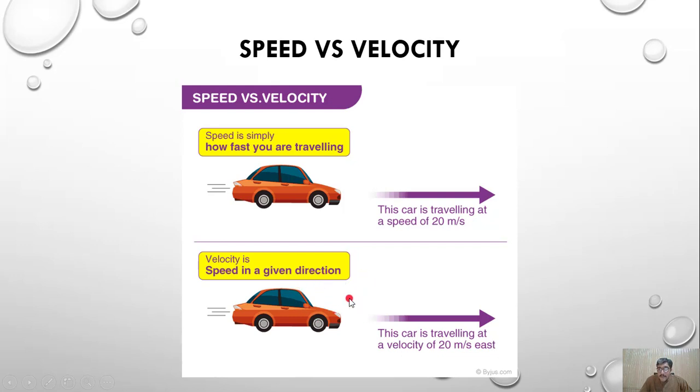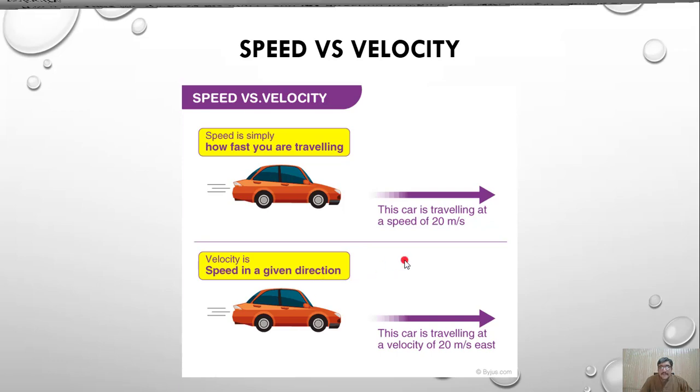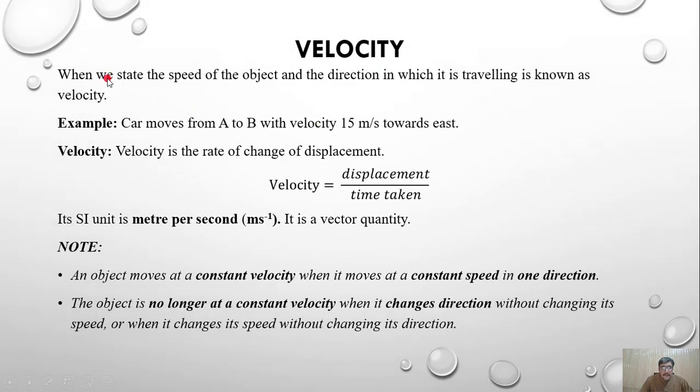So here in velocity we have to include the direction. Let's see velocity. When we state the speed of the object and the direction, that means speed and the direction in which it is traveling is known as velocity. For example, a car moves from A to B with the velocity of 15 meters per second towards east. So it is velocity because speed is there, that is 15 meters per second, and direction is there, so it is a velocity.